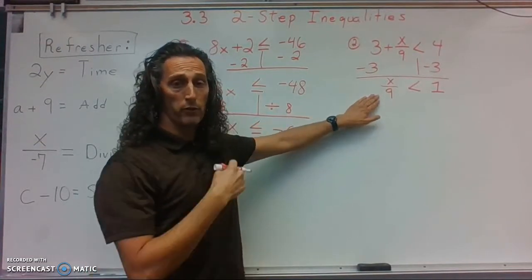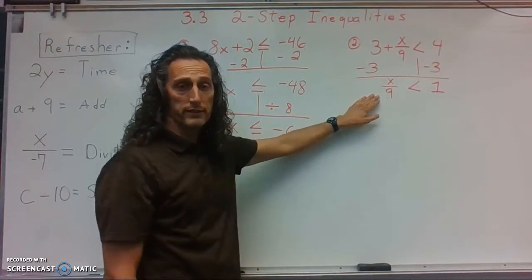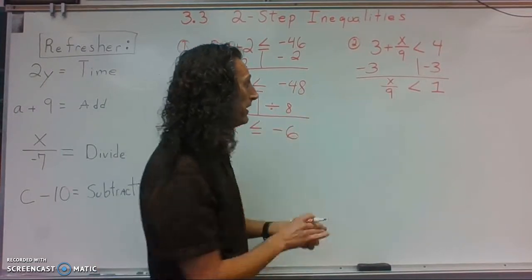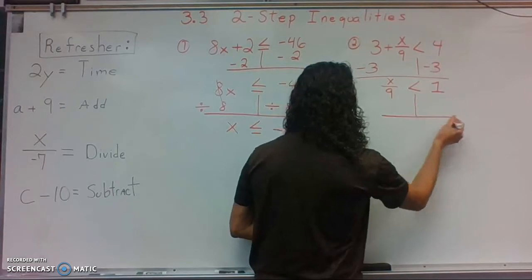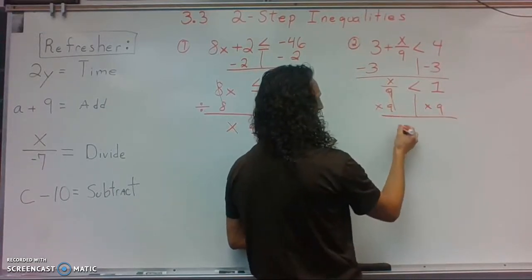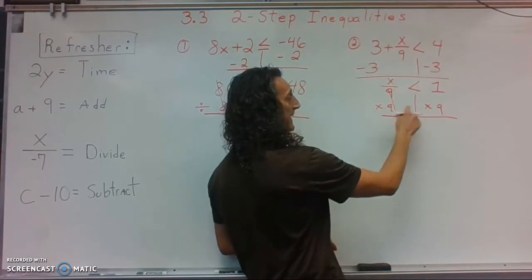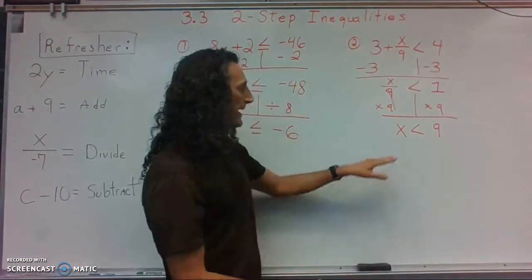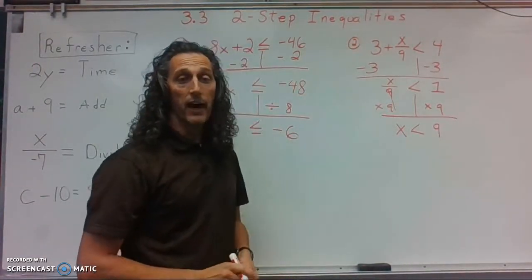And then again, this is division. It's right over my right shoulder where it says x over negative 7. That's divide, remember. So this is division. The opposite of division is multiplication. So I'm going to go times 9, times 9. The others cross out. That's not a negative 9, so there's no switching. And that becomes x is less than 9.